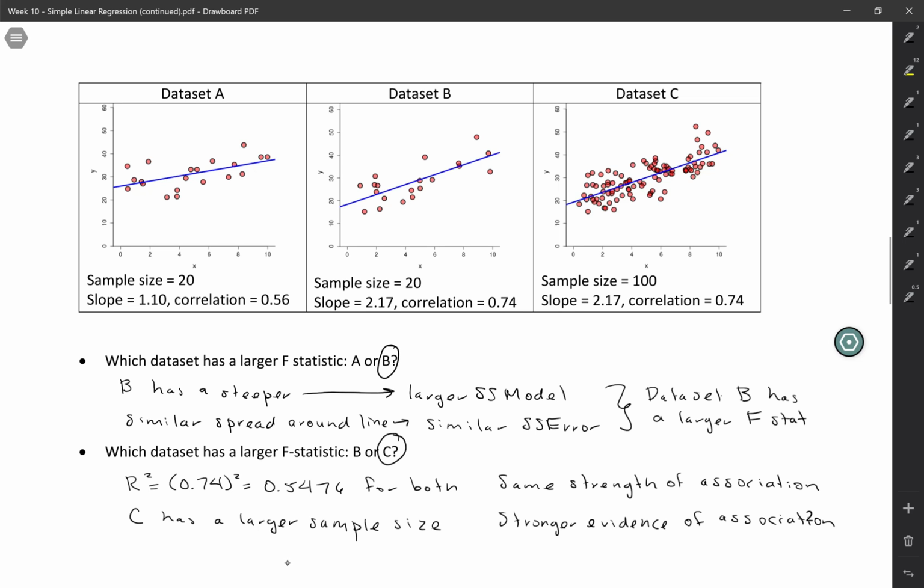So it's not that R squared and F are not related to each other. They're definitely related to each other because the F statistic does take into account the variability explained and unexplained, just like the R squared statistic does. But the F statistic additionally takes into account sample size, and so that's why two data sets with the same R squared can still have a different F value.